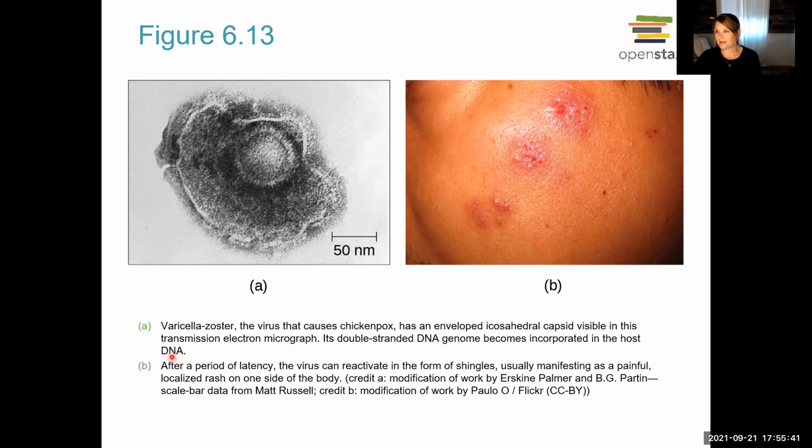It stays in the DNA until something might trigger it, a stress, and then it pops out of the host genome and starts to replicate, and that's when you'll get symptoms again, right? So this over here shows you what happens when it does pop out of latency, and you can get these blisters, and this is shingles. Okay, so shingles is a reactivation of a latent form of the chickenpox virus.